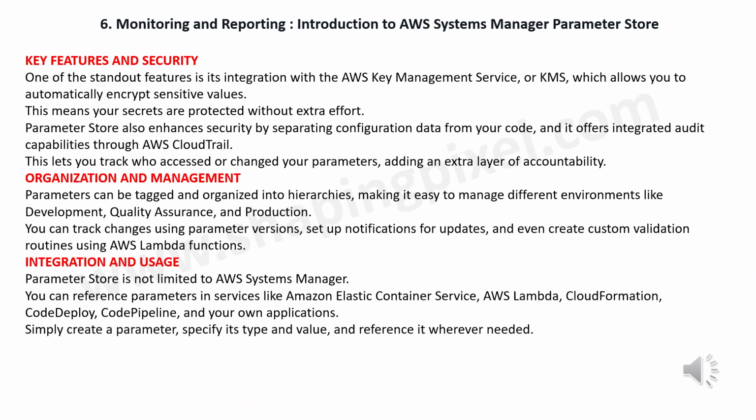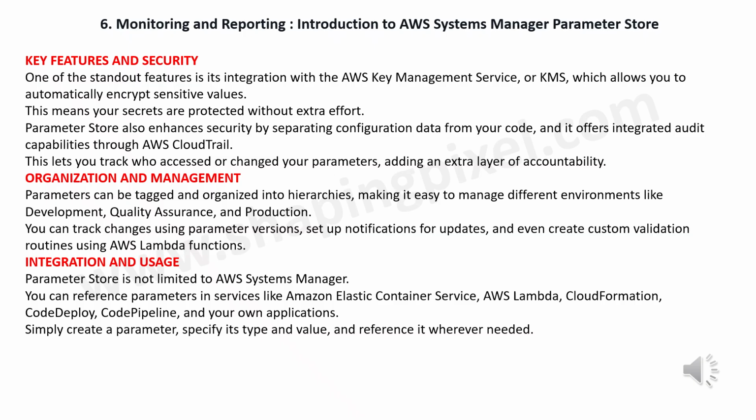AWS Systems Manager Parameter Store is a centralized solution for managing your application configuration and secrets. Whether you need to store plain text data like database connections or sensitive information such as passwords, Parameter Store provides a secure and organized way to handle it all. One of the standout features is its integration with the AWS Key Management Service, or KMS, which allows you to automatically encrypt sensitive values. This means your secrets are protected without extra effort.